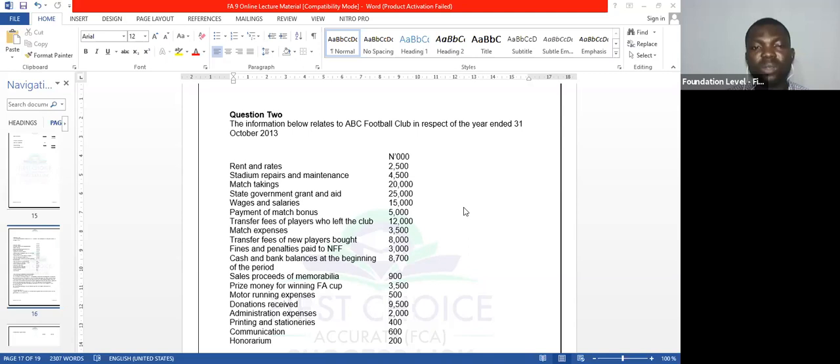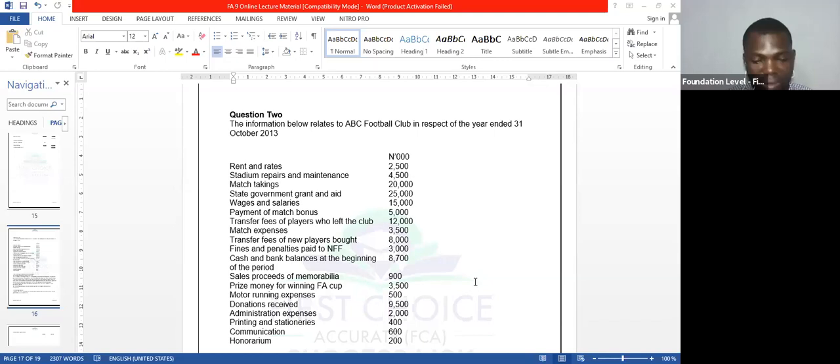So we have again fines and penalties for the year, cash and balance at the beginning of the period, sales profit, donations received, and the like. So we have a lot about that. We have the administrative expenses, we have the printing. So we have just the figures listed there, so I'll skip that.